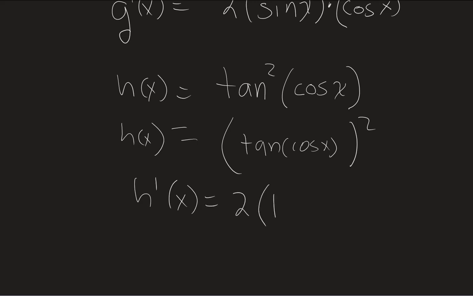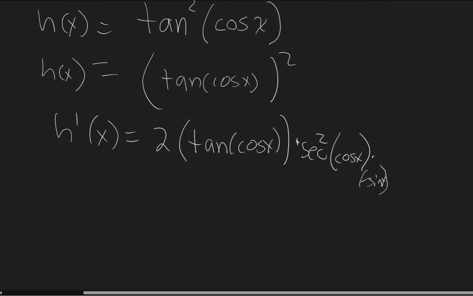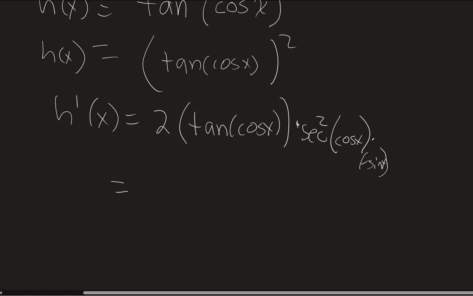Now the inside has two functions to it. So the first thing I do is I take the derivative of tangent. The derivative of tangent is secant squared, but I don't change the cosine x. And now I take the derivative of the inside function again, and I get minus sine x. So in all, I get 2 times the tangent of the cosine of x times the secant squared of the cosine of x times the negative sine of x.